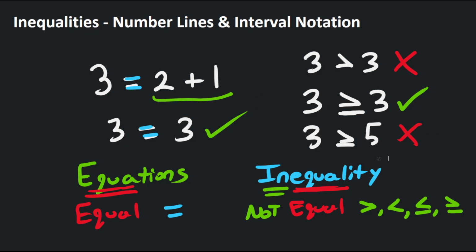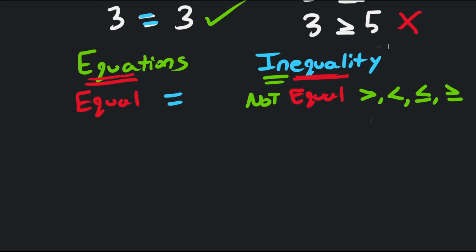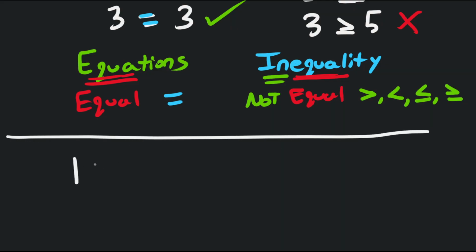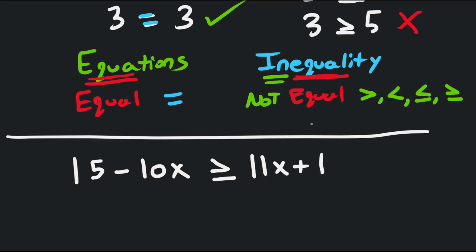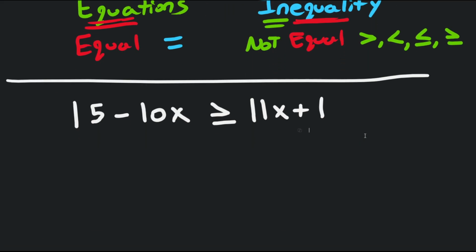And let's go ahead and solve some inequalities with variables in them. We've solved plenty of equations that have variables in them. Let's do the same thing with inequalities. So let's say down here, we have 15 minus 10x is greater than or equal to 11x plus 1. How do we solve for x?